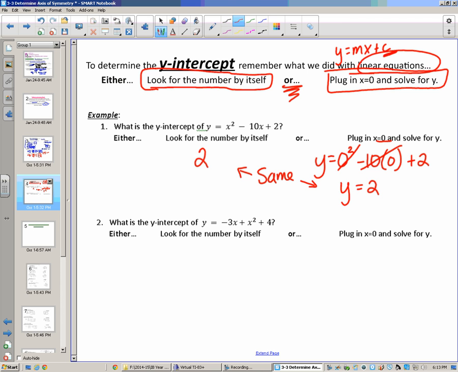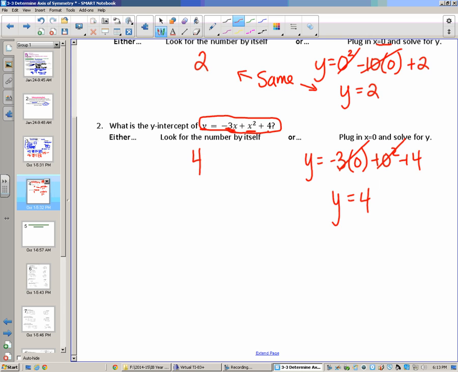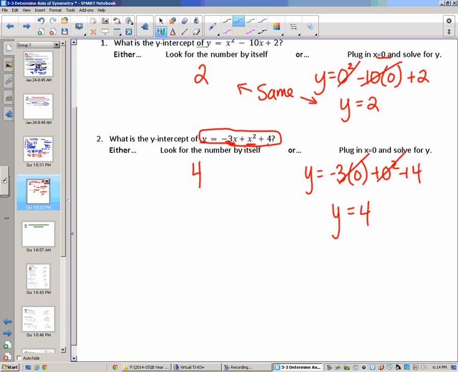What is the y-intercept for this equation? You can look for the number by itself. The 3 is with the x squared, so it's the 4. Or you can plug in x equals 0 and solve for y. So y would be negative 3 times 0 plus 0 squared plus 4. So cancel that, cancel that. Either way, you're getting the same answer no matter what way you look at it.